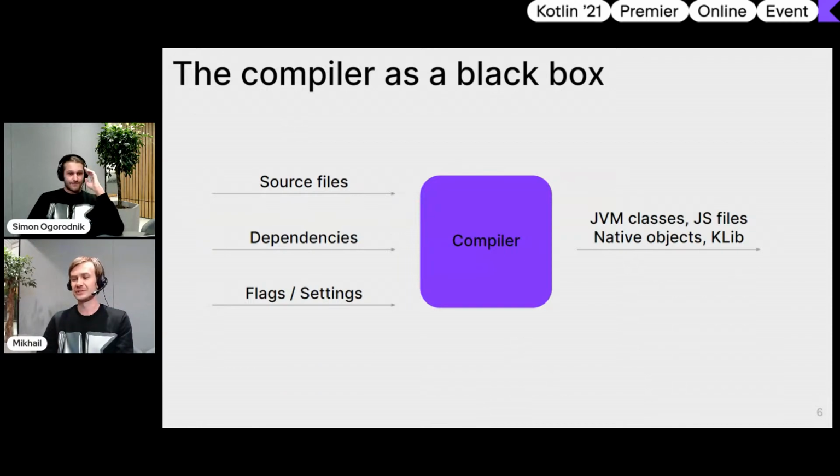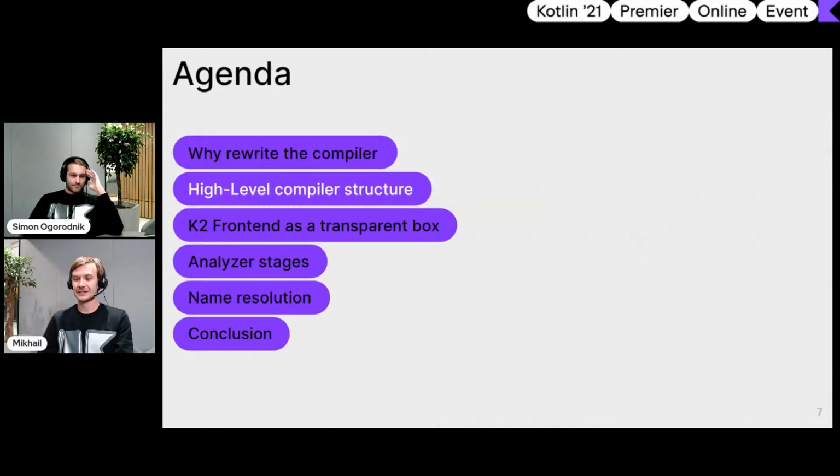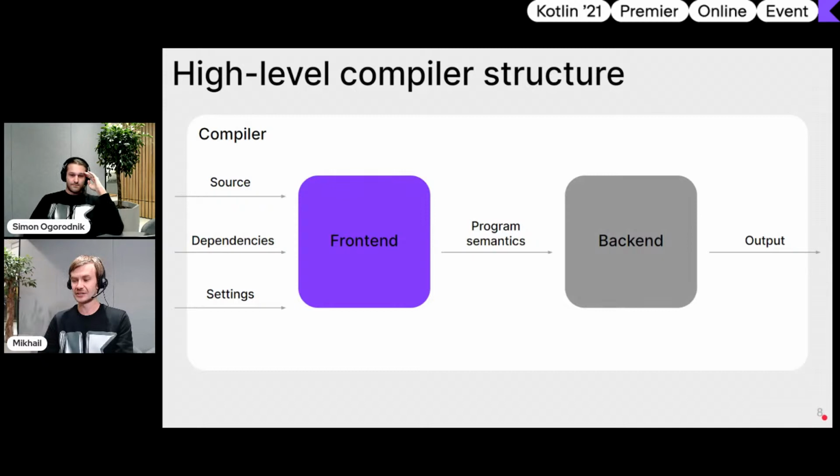Okay. On the top of a mountain, we have the compiler as a black box. It has some inputs: source code, dependency modules, flags and settings, and some outputs which depend on the backend used. For example, it can be JVM bytecode. Now, one more level down. In the high-level compiler structure, we have the front-end and the back-end. The main task of a front-end is to determine the program semantics. The main task of a backend is to generate output, for example, JVM bytecode. Also, the backend performs such tasks as optimizing the performance of a program, making some code transformations, and so on.